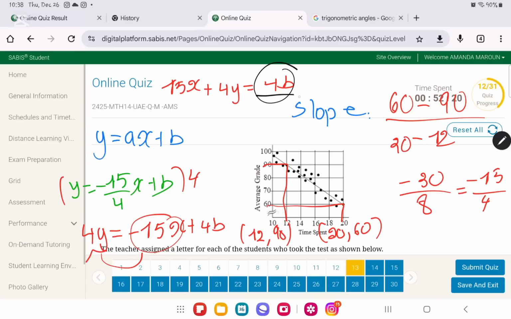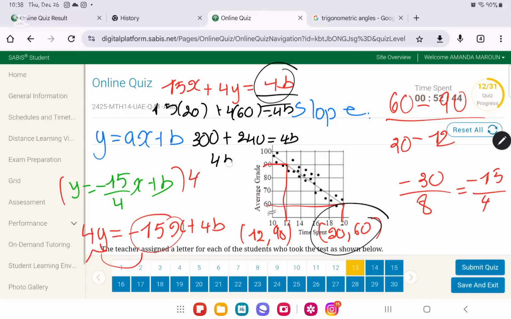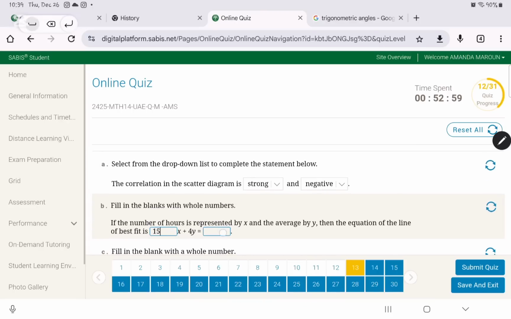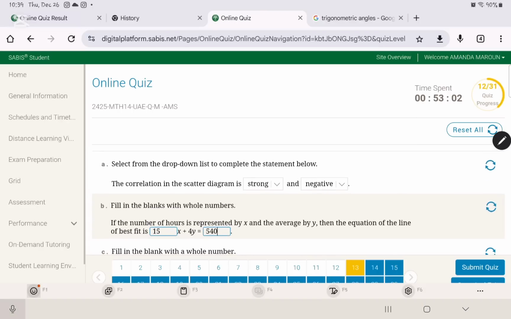Now, we don't stop there, okay? We still need to find the value of 4b because it is missing for us. To find it, very simply, we're going to take any of the points we've chosen, which is (20, 60), and we are going to substitute it. So in this case, it's going to be 15 times 20 plus 4 times 60 is equal to 4b. So 300 plus 240 is equal to 4b. So then 4b is equal to 540. And like that, we have the full equation, which is 15x plus 4y is equal to 540.